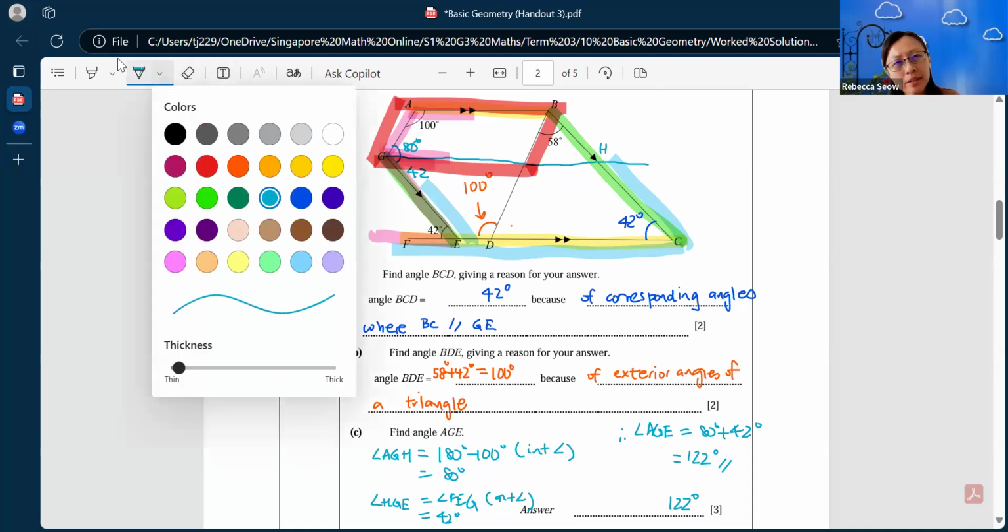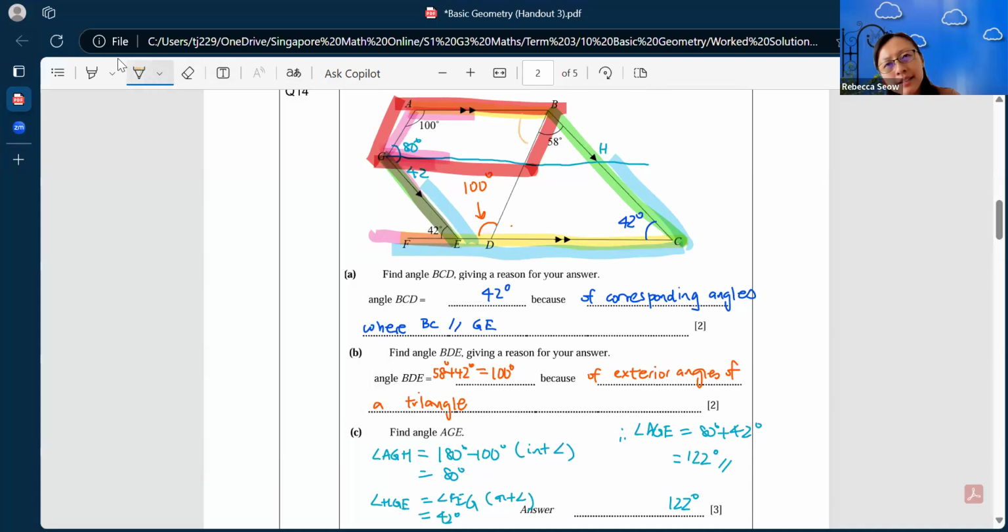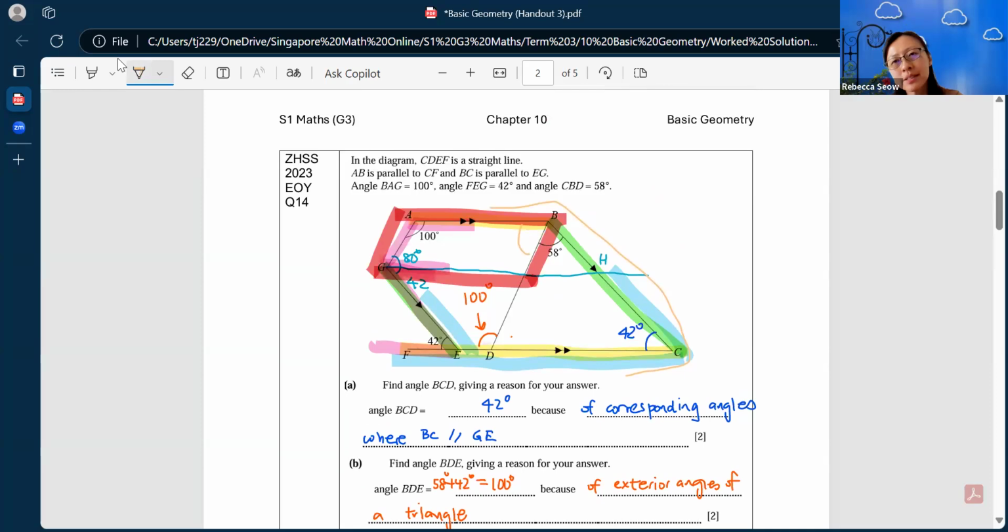Okay, let me use another color as well. We could find this angle here by means of an interior angle. Okay, so angle ABD, let me use the space here. All right, so this will be part D. Angle ABD is equal to 180 degrees minus 42 degrees minus 58 degrees, and that's making use of interior angles. And it's 80. Okay, now this is 80 degrees.